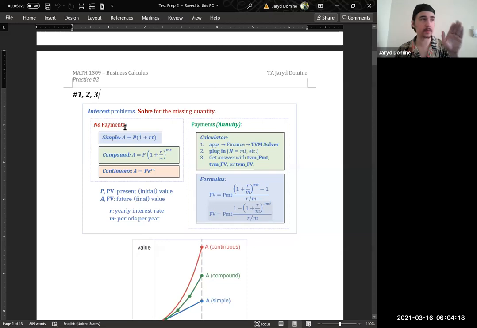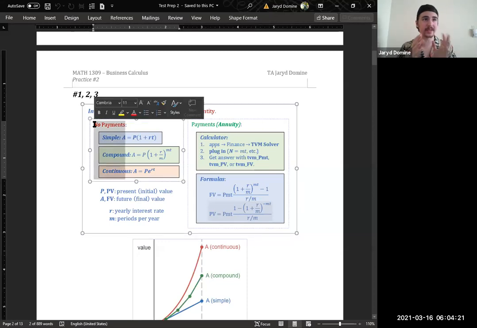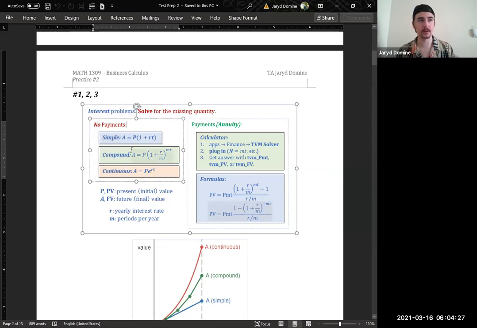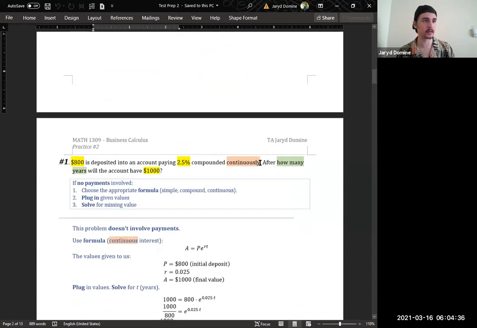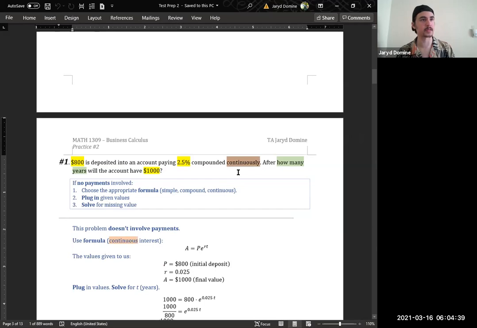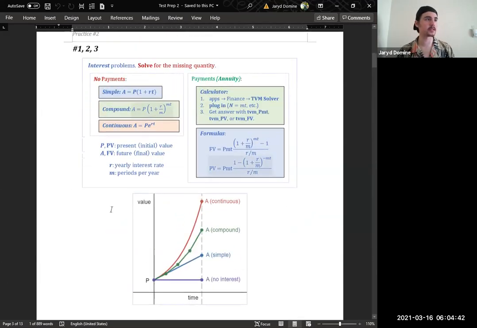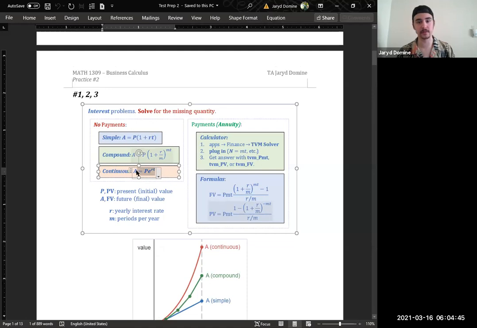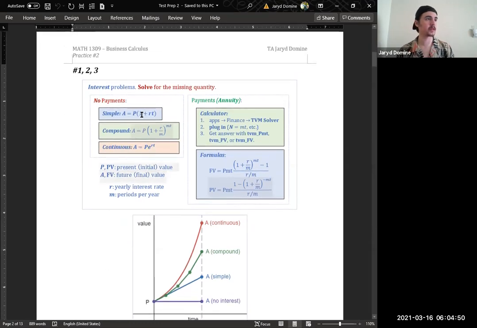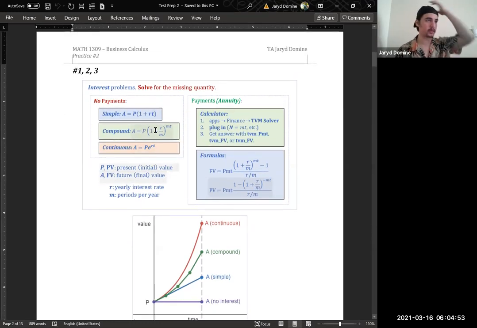But what we begin with, no payments, there are 3 different types of interest that you'll be dealing with for the non-payment problems: simple, compound, and continuous. And it will tell you in the text of the problem what it is. Like on number 1, it says continuous interest. All that means is you pick the continuous interest formula, and you will use that for the problem. So it'll specify one of these 3 types of interest for you to use. You pick it, and then you plug in values and solve for whatever's missing, whatever it's asking you for.